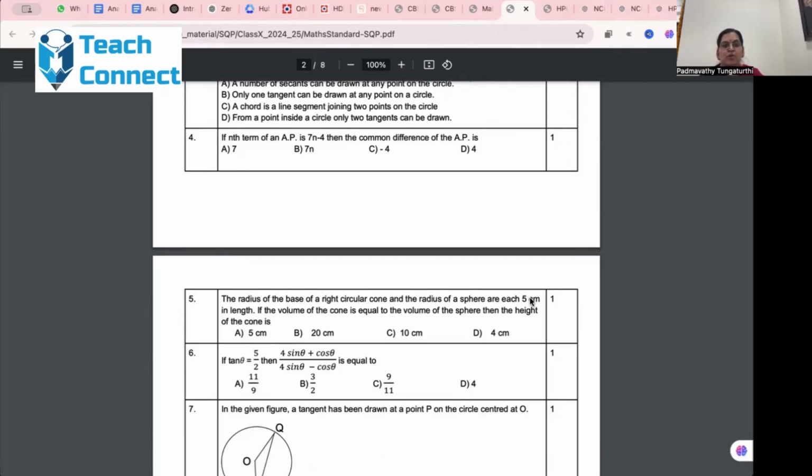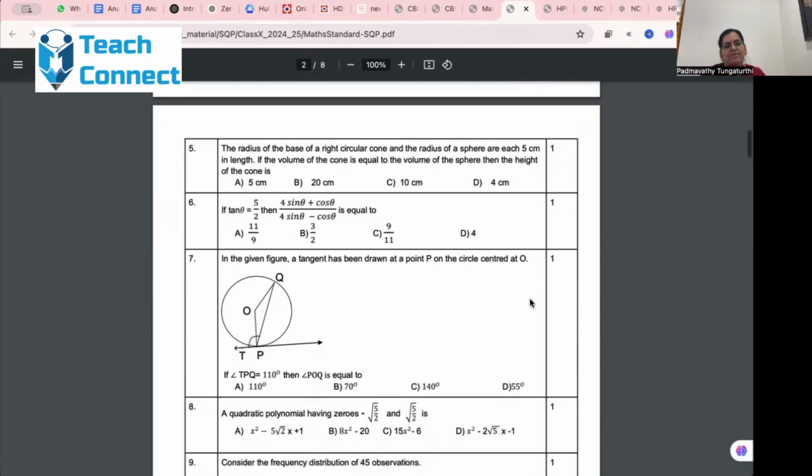Does the child know that the common difference is 7 for an equation 7n minus 4? The rest are all the constant terms, only the n factor is changing. That's how each time there is an increment of 7 in the progression. That's what an arithmetic progression clearly has: an incremental increase on every step.